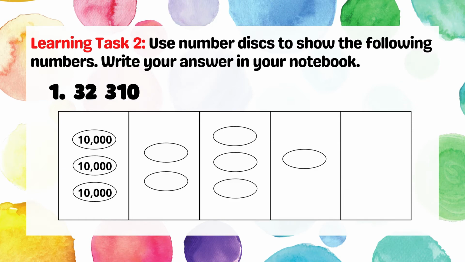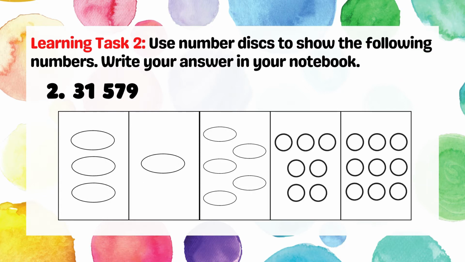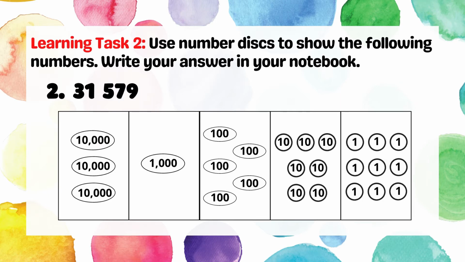In number 1, 32,310 has 3 10,000s, 2 thousands, 3 hundreds, 1 ten. It has nothing in ones place, so we write 0. The answer in number 2 is... Did you get the correct answers?